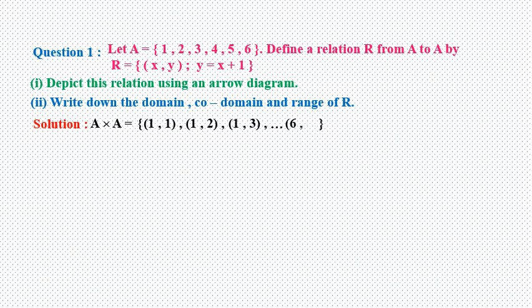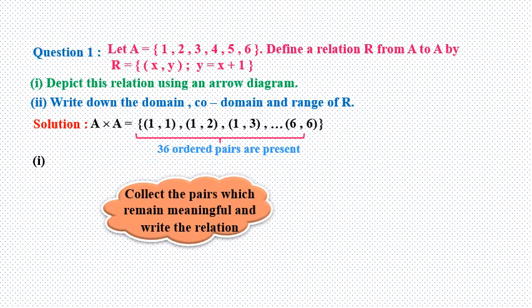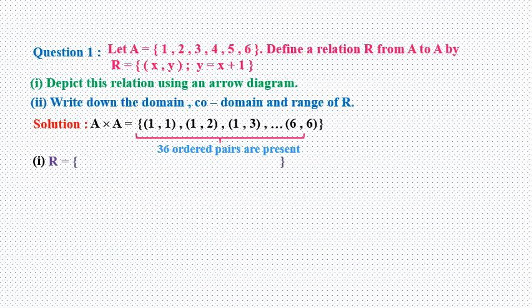1, 1, 1, 2, 1, 3, and so on up to 6, 6. Yes, this is how we can get A cross A. Now, what is the relation set here? 36 ordered pairs are present here. So, next we collect the pairs which remain meaningful and write the relation.